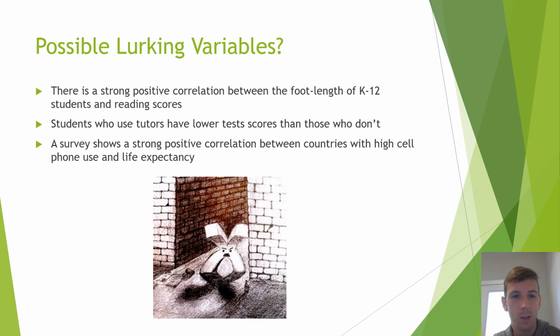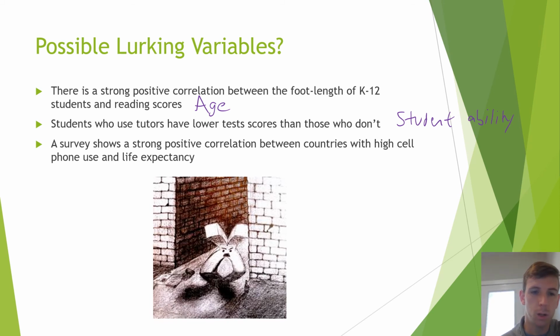Okay, we see there's a strong positive correlation between the foot length of K through 12 students and their reading scores. So as their foot size increases, apparently they get better at reading. What's actually going on there? Lurking variable of age. As they get older, their feet grow and they get better at reading. Students who use tutors have lower test scores than those who don't. Wow, tutors aren't doing anything? No, I guess I'd say student ability is the lurking variable there. The students that are already struggling in the class are the ones that need the tutor.